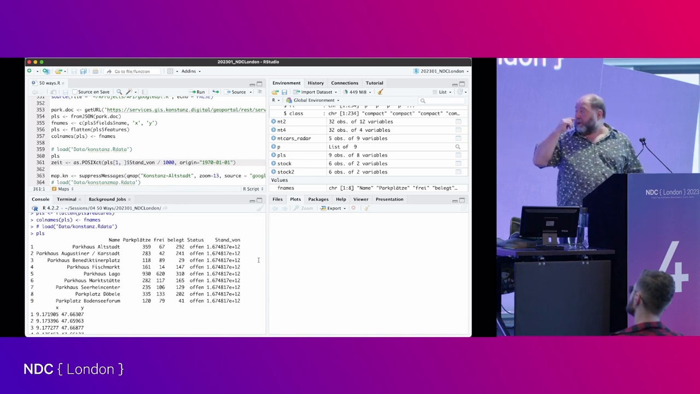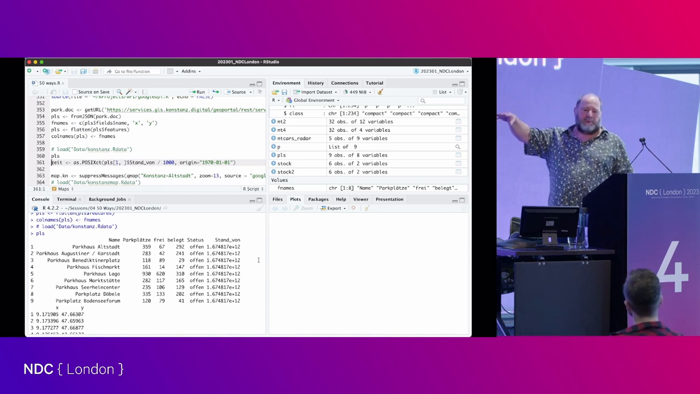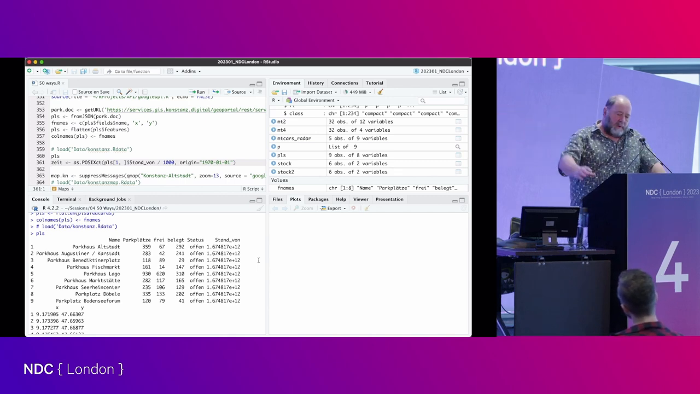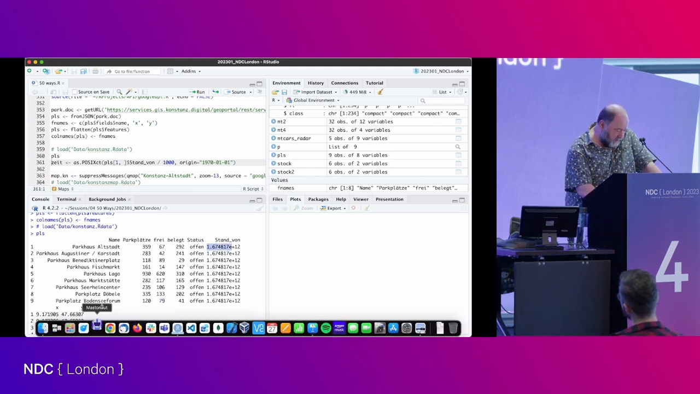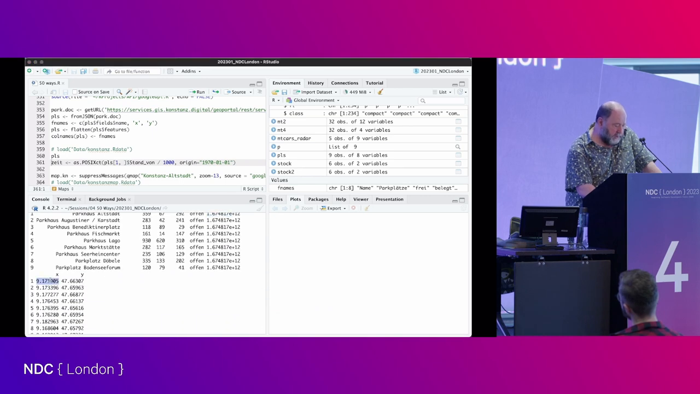This is the data from Konstanz, a town in the southern part of Germany on Lake Constance, the Bodensee. That's data on the public parking lots, parking garages that are operated by the city. You have the name, you have the capacity, and you have in real time how many spots are actually free in that one. And also you have a timestamp and the coordinates.